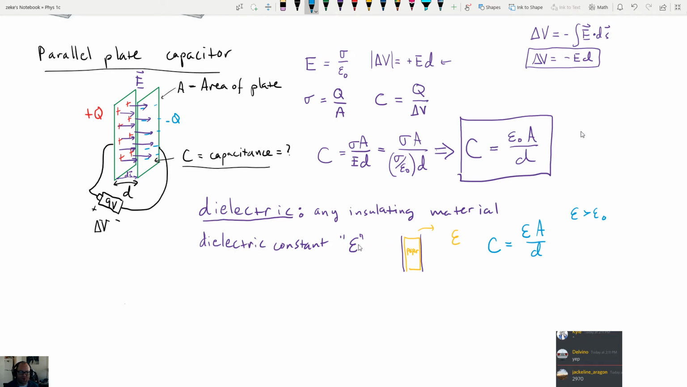Maybe I'm getting this name wrong. Maybe the dielectric constant is the ratio of epsilon over epsilon naught. That might be what it is. Regardless, we got this expression right here. Epsilon is always greater than epsilon naught. So the result is that you can make a better capacitor by placing a better insulator in between those plates.